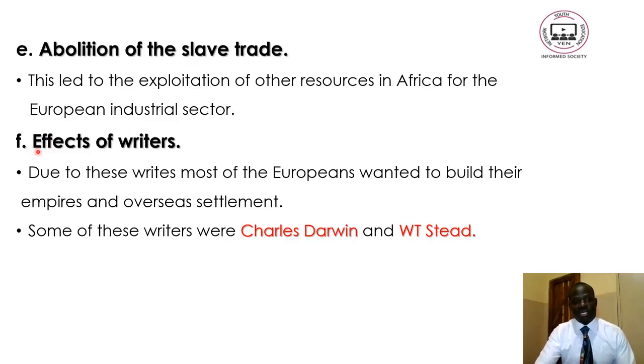And not only that, the effects of writers. Due to these writers, most of the Europeans wanted to build their empires and overseas settlement. Some of these writers were like Charles Darwin, also W.T. Stead. All these people wrote a lot about Africa. Hence, Europeans also wanted to build settlement in Africa.